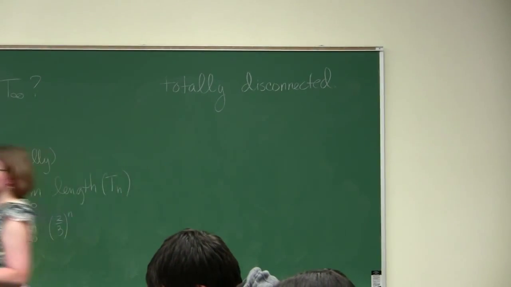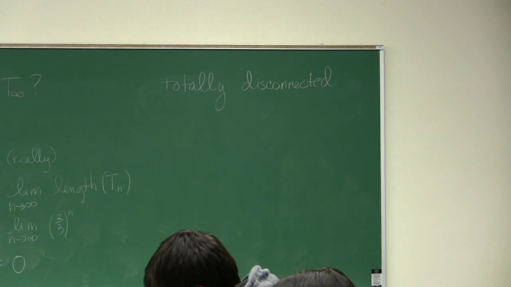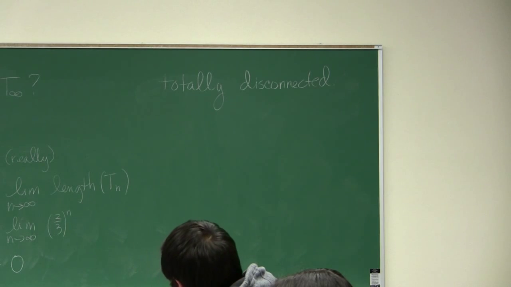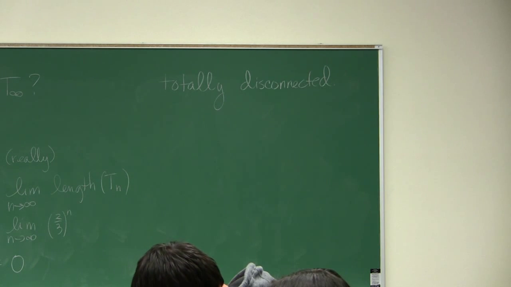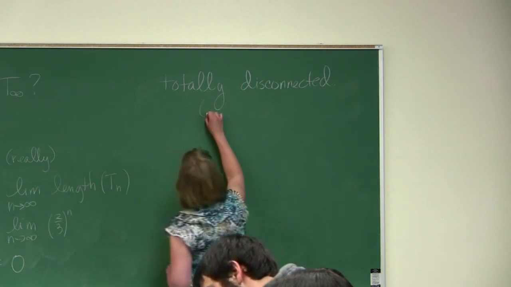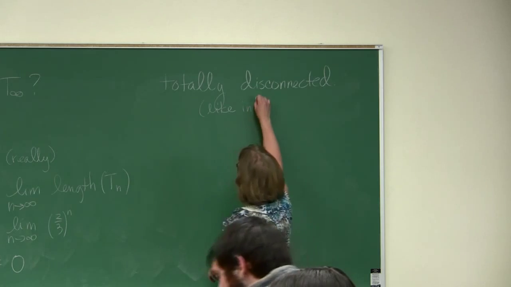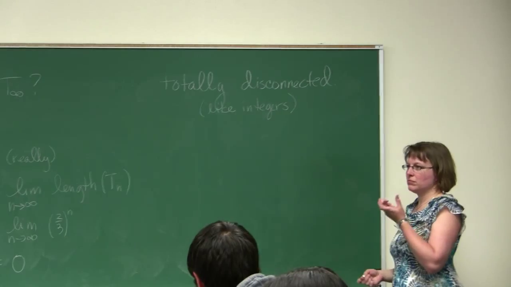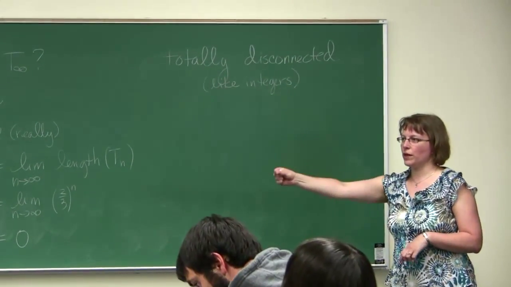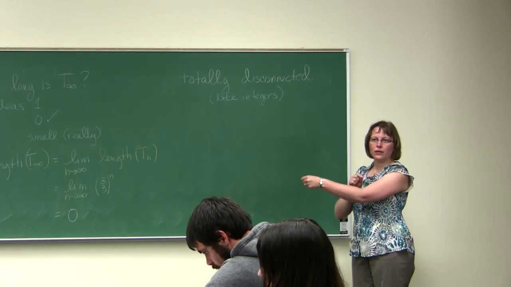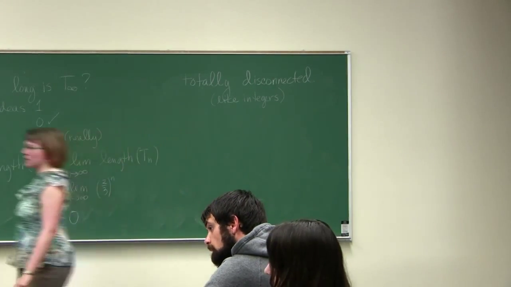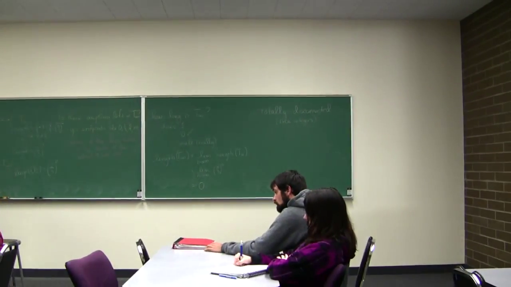totally disconnected. Do you know any other sets that are totally disconnected? Just on intuition, what do you think that might mean? Counting sets, maybe? Yeah, Cantor sets, counting sets. Right, the integers are our classic idea. There's 1, and then here's 2, and then here's 3, and they're totally disconnected from each other. So what does totally disconnected actually mean, and how could this be totally disconnected?